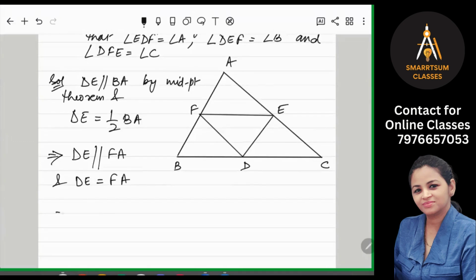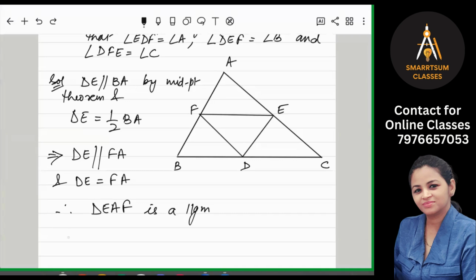That means DEAF, look at the figure, DEAF, this one, is a parallelogram. Why is it a parallelogram? Because opposite sides are parallel and equal. These two opposite sides are parallel as well as equal. Therefore, we have proved that DEAF is a parallelogram.